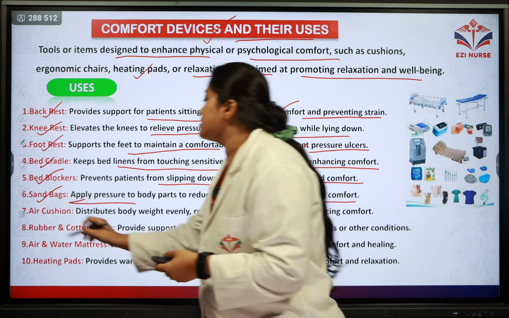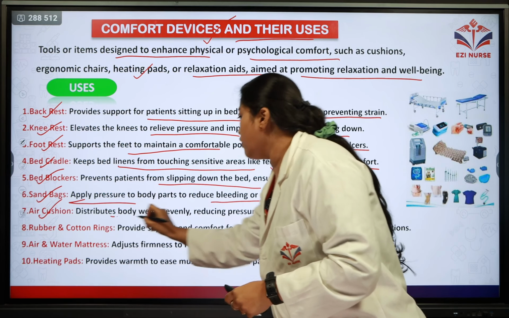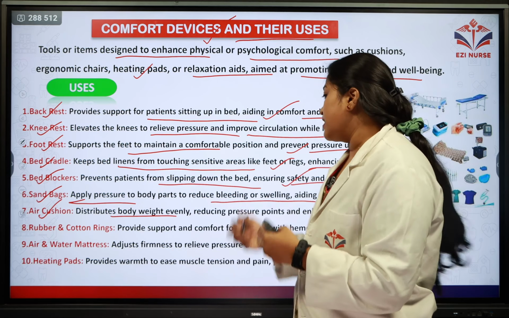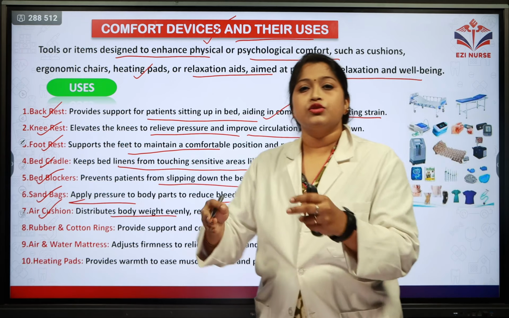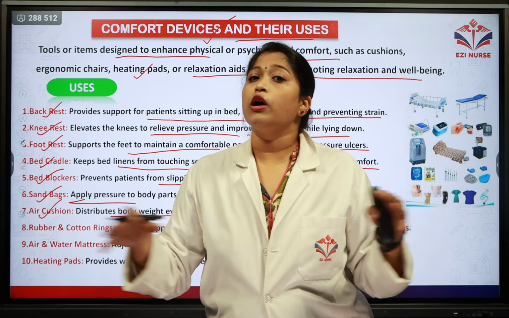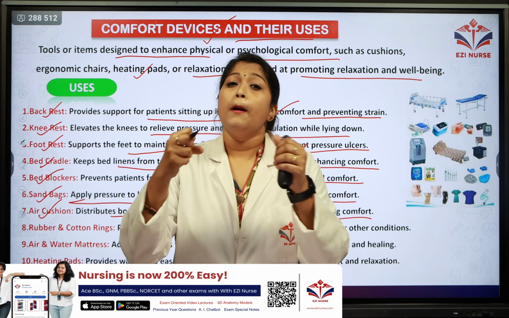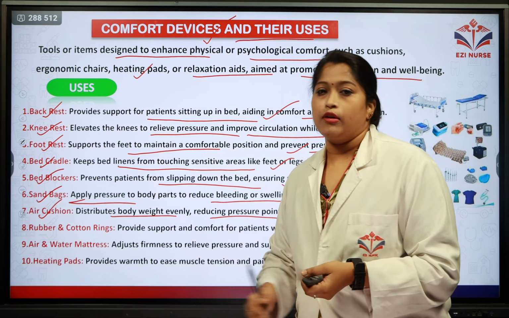The next device is the air cushions. Here, we are distributing the body weight evenly with the help of these air cushions, for example reducing the pressure points and enhancing the comfort. If a patient is lying down for a longer period of time in one position, there are pressure sores in all the pressure points. In order to avoid that, we are giving these air cushions.